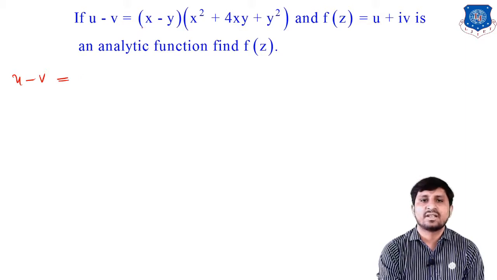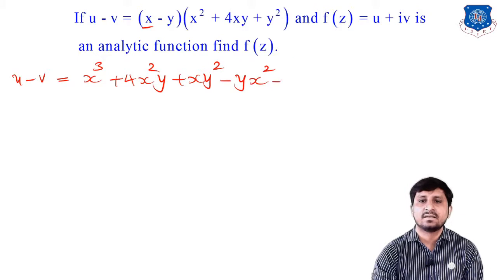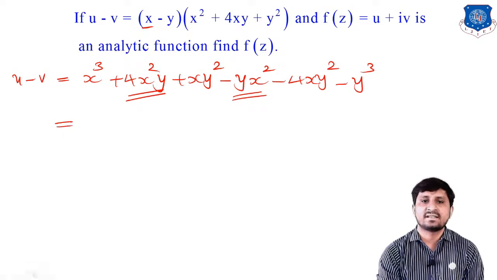So x multiplied with all the terms, so x cube, then 4x square y plus 4x square y, then plus x y square, okay, then minus y x square, then minus 4x y square, and then minus y cube. So this 4x square y and minus x square y can be written as 3x square y.